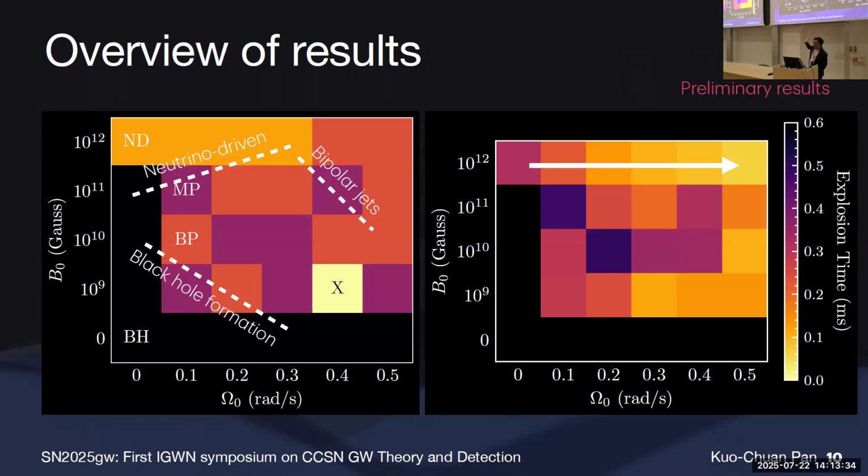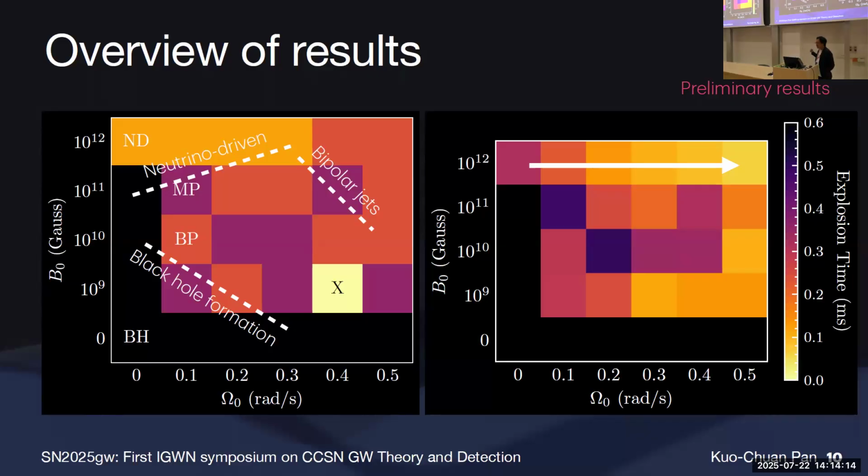And also for fast rotation and strong magnetic field, it is easier to form these bipolar jet structures. And for strong fields with moderate or no rotation, you can have this neutrino-driven magnetized supernova. But in the central region, for an initial magnetic field of about 10^10 or 10^11, you can see that it's kind of chaotic, because for this magnetic field the fields are actually considerably weak. So what kind of morphology is chaotic really depends on the sloshing motion after core bounce.